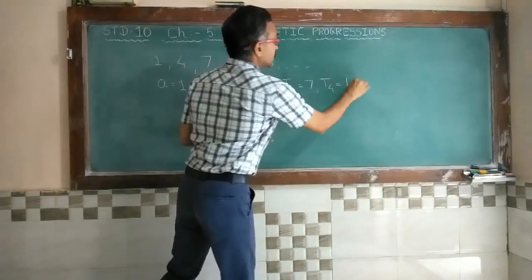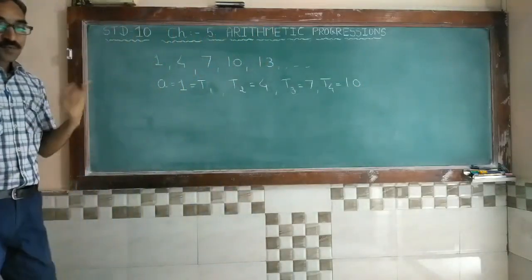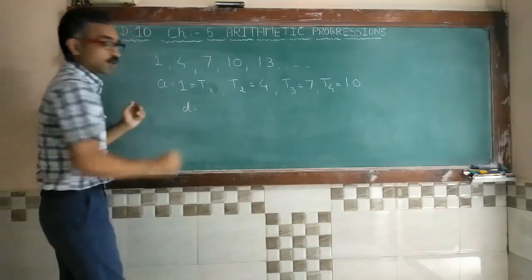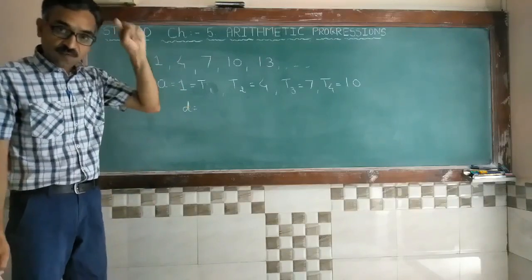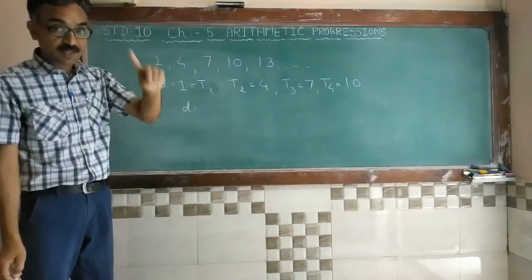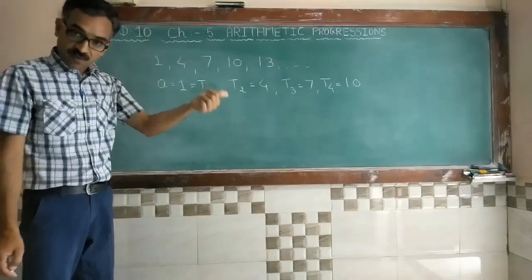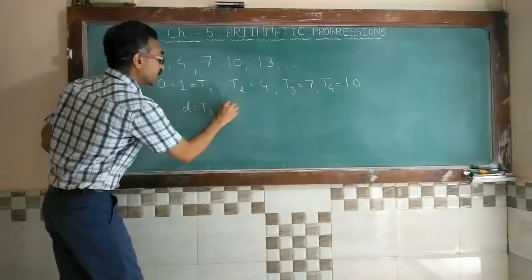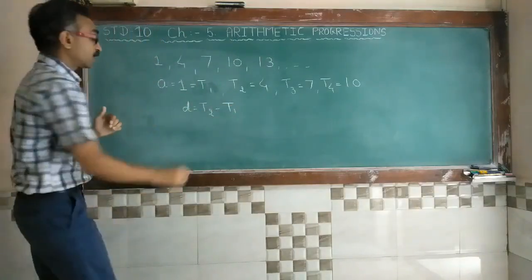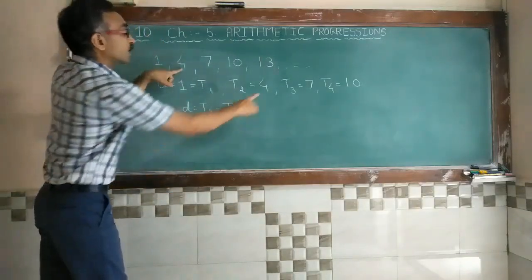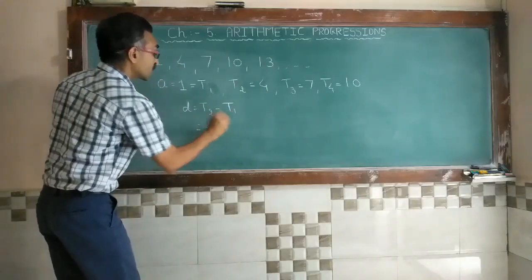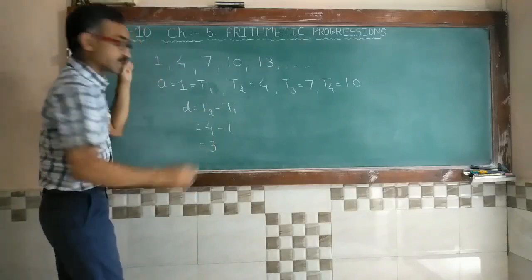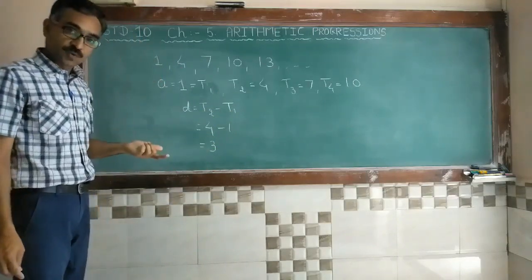That is 10. Now see, what is the common difference? So d is equal to, you have to subtract the first term from the second term. Now see, that is t2 minus t1. So what is t2? t2 is your 4. What is t1? That is 1, so the difference is 3. So d is equal to 3.